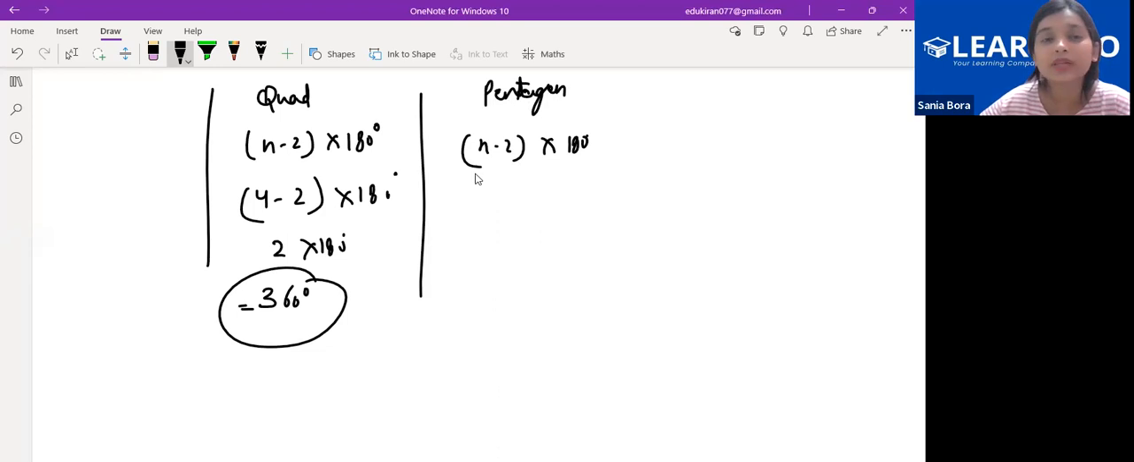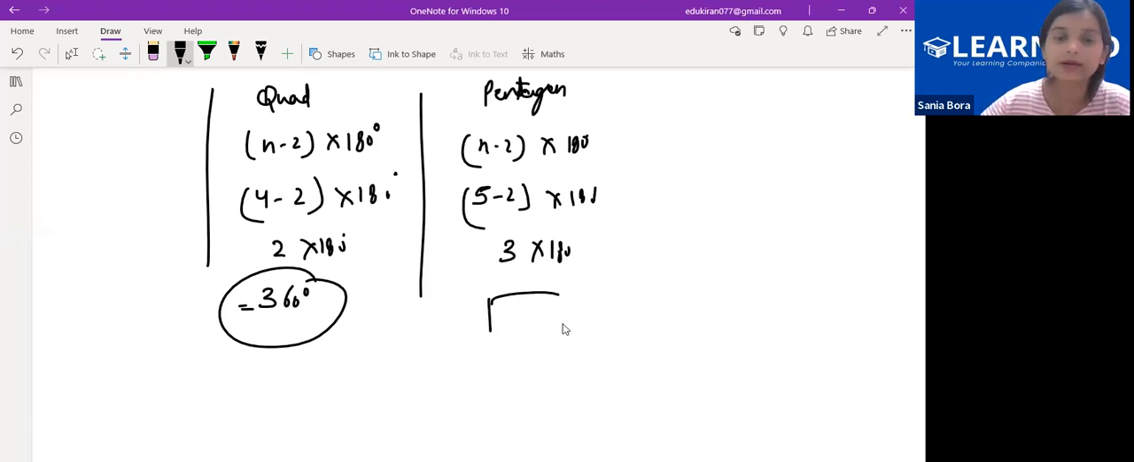Okay. So how many sides does a pentagon have? Who will tell me? Gauri, you tell me how many sides? 5, ma'am. Yes. So 5 minus 2 is 3, multiplied by 180. So 3 multiplied by 180, you will multiply this and you will get the answer. Clear? When you add all the angles of a pentagon, that is the sum of all the angles of a pentagon. Clear?